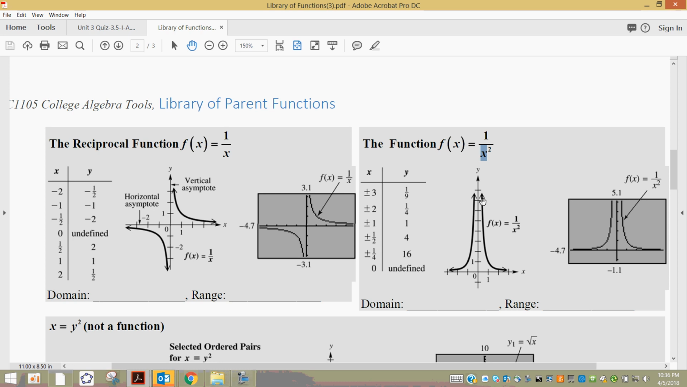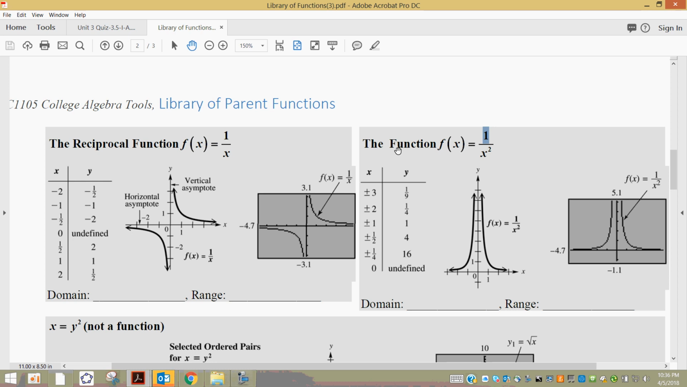So we see the same behavior on each side, that we're veering off towards positive infinity as we approach the y-axis. Also, once again, the function itself can never be 0 for the same reason that the function here could never be 0. So we have a horizontal asymptote also at y equals 0. So the domain for this side, for the reciprocal function, the domain would be all real numbers except for 0, and the range would be all real numbers except for 0.